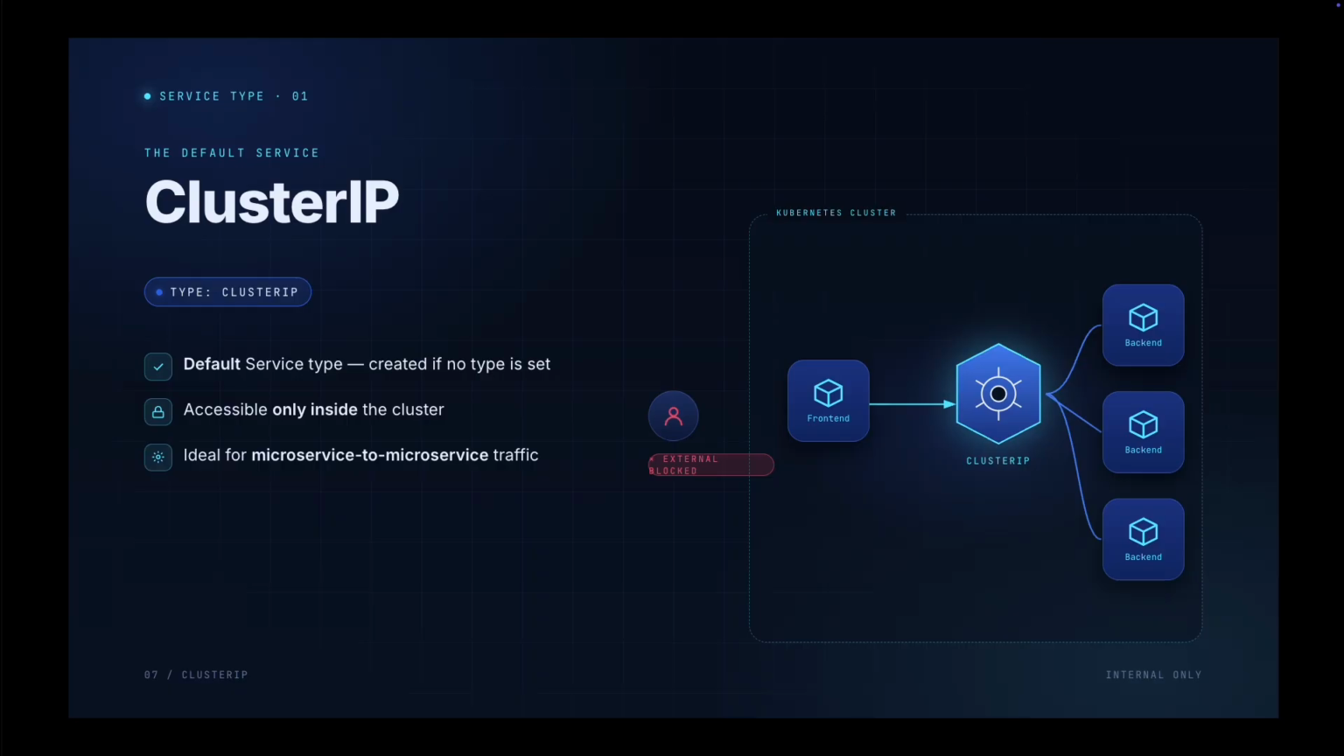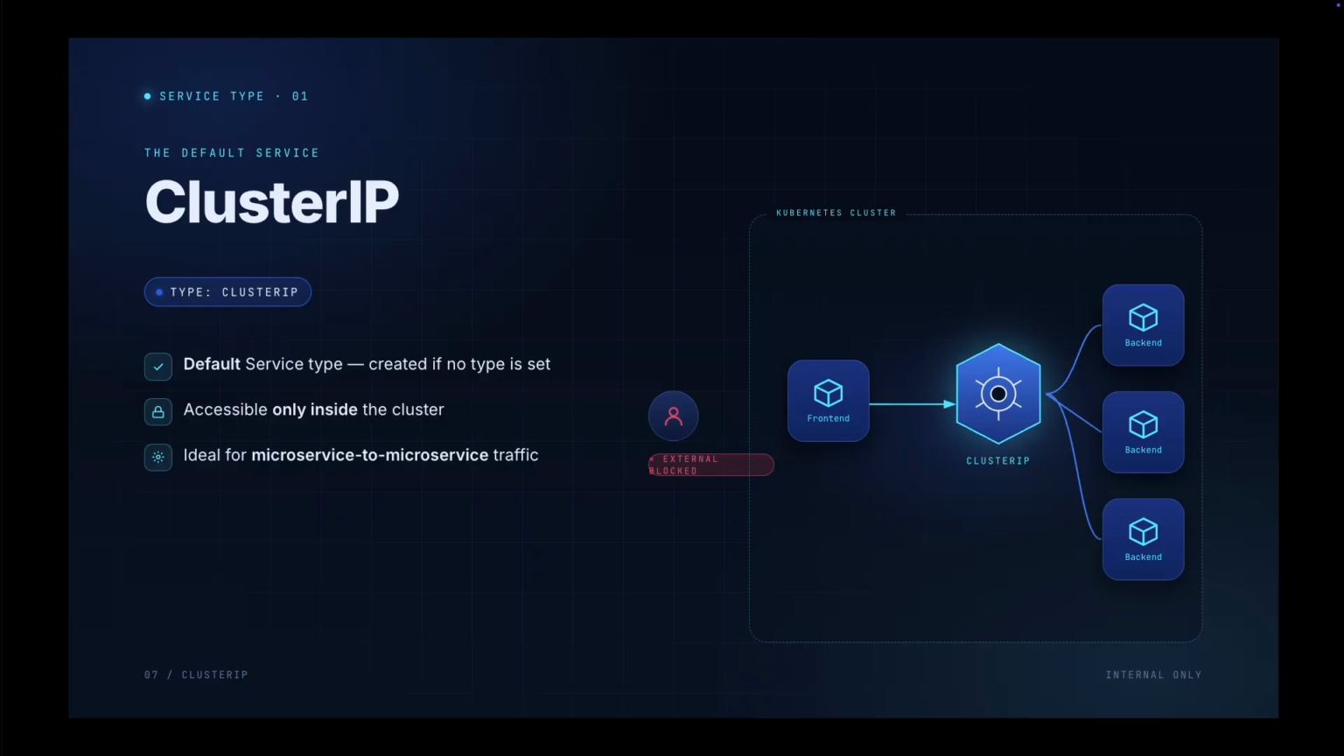The first service type we'll look at is ClusterIP. This is the default service type in Kubernetes. In fact, if you create a service and don't specify a type, Kubernetes automatically creates a ClusterIP service. A ClusterIP service is only accessible from inside the cluster. Applications running outside Kubernetes cannot reach it directly. That's why it's commonly used for internal communication between services.